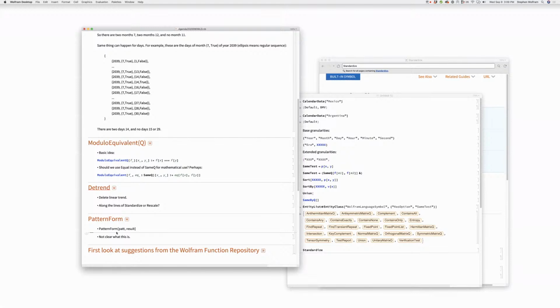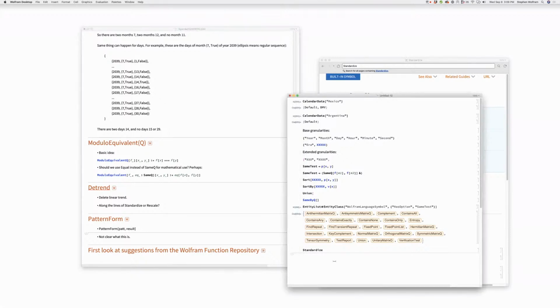Pattern form. What is this? The idea of this is, imagine you have a pattern. Imagine you have something where whenever you match this, let's say it's this, something like that. That means you're looking for something which matches blank blank, but for purposes of the pattern binding system, treat that as 78.